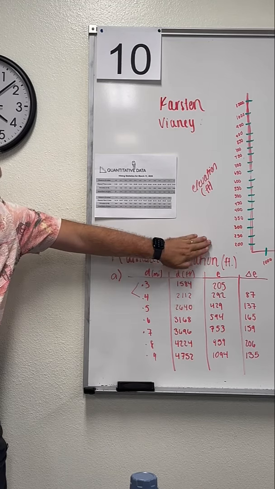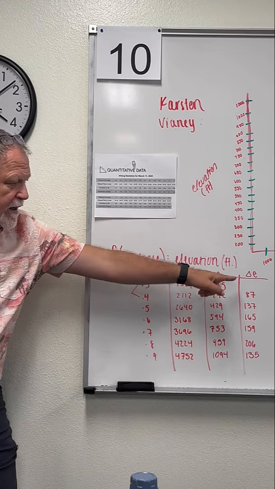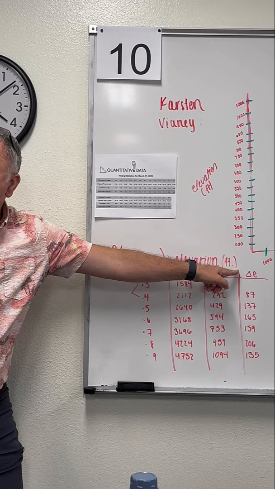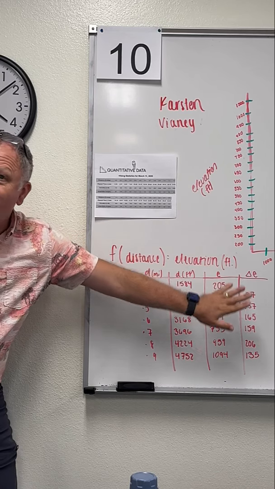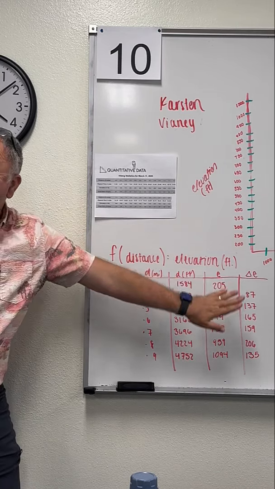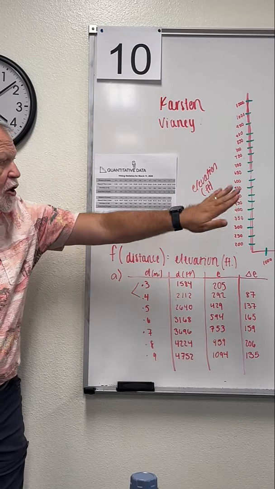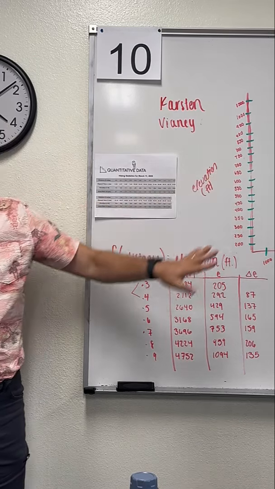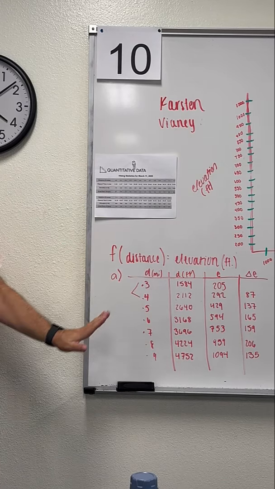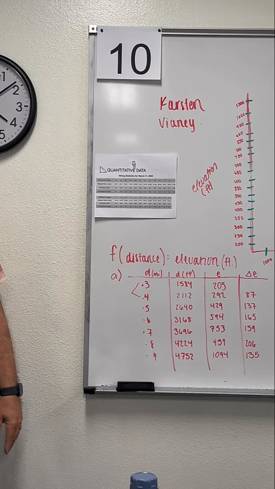Then they got elevation here, and then she created a table, delta E, for the change in elevation. So I can see looking at this table exactly what she's thinking here, and then she's translating all of this over to their graph, and they're representing it graphically. So this was a very nice setup to create the graph there.